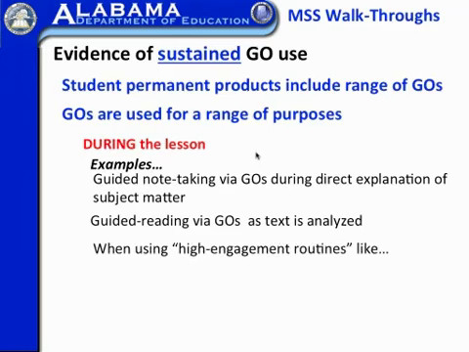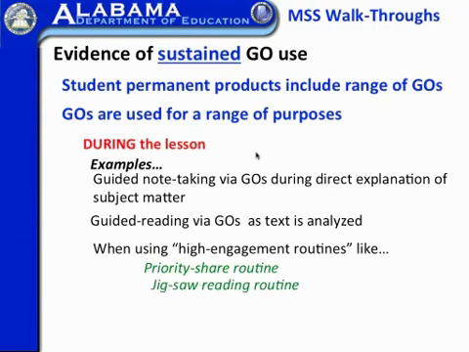Likewise, when using some of the high engagement routines like priority share, which is having students go back and prioritize the various main ideas in terms of which were the most important to least important, or the most interesting to least interesting, or anything that gets them prioritizing the information and then arguing about what was the most and what was the least and that sort of thing.